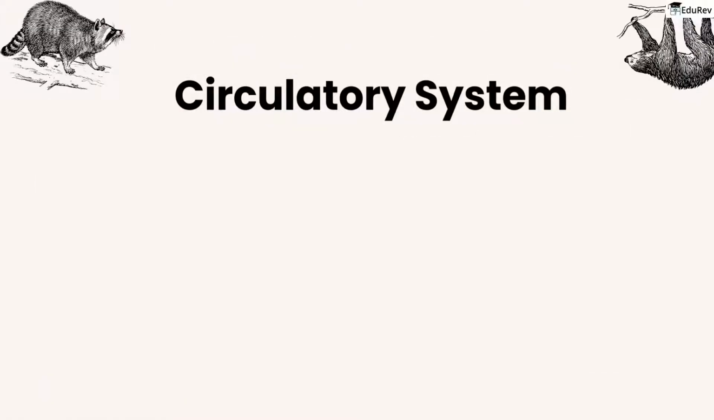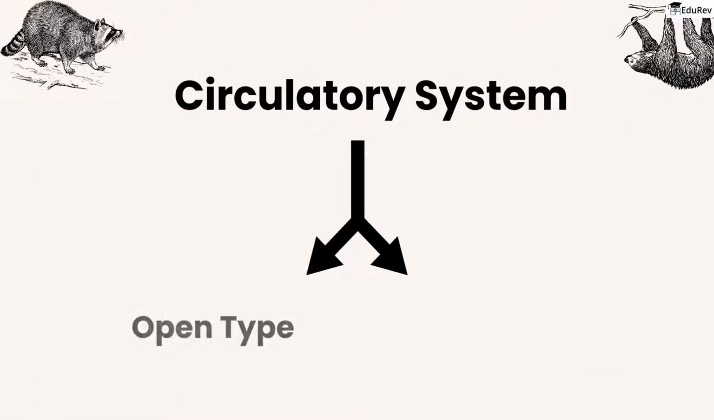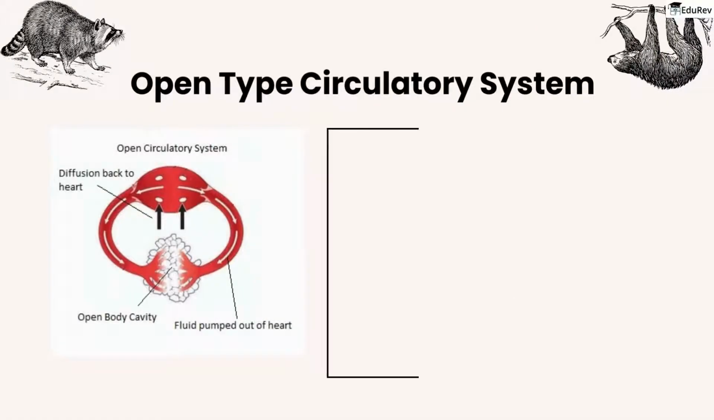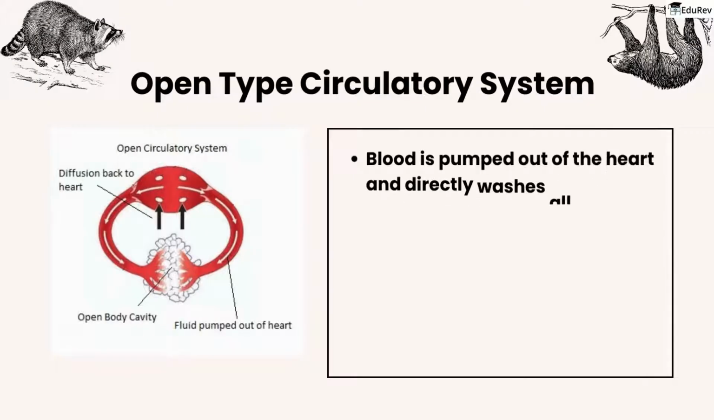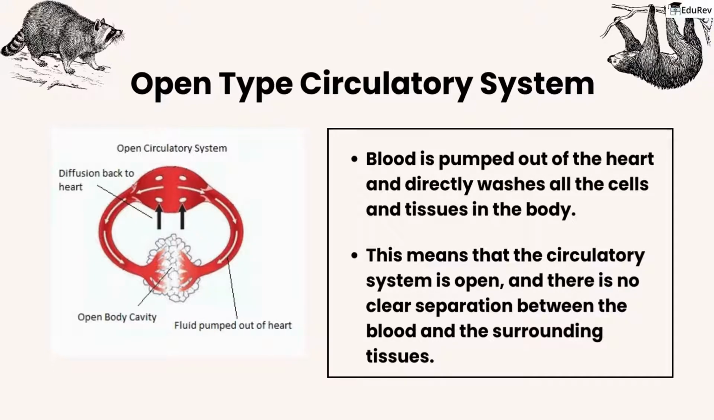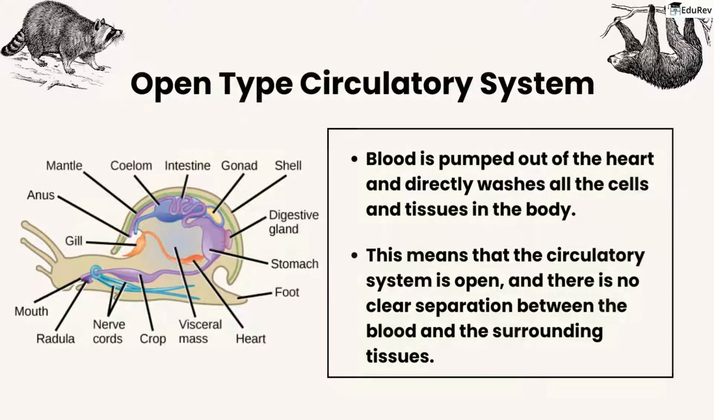Moving on to the circulatory system, there are two types of systems, open type and closed type. In the open type circulatory system, blood is pumped out of the heart and directly washes all the cells and tissues in the body. This means that the circulatory system is open, and there is no clear separation between the blood and the surrounding tissues. An example of an animal with an open-type circulatory system is a snail.